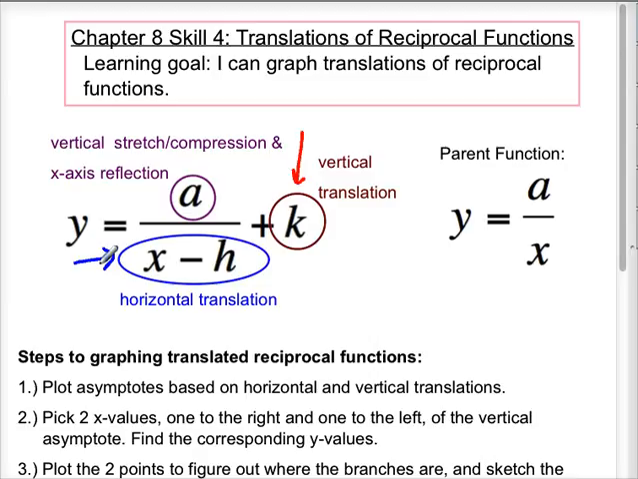So remember I said in the previous lesson that it seemed pretty silly to talk about those asymptotes yet because they were always zero. Well, this is where they start shifting. This is where they're not always going to be zero.